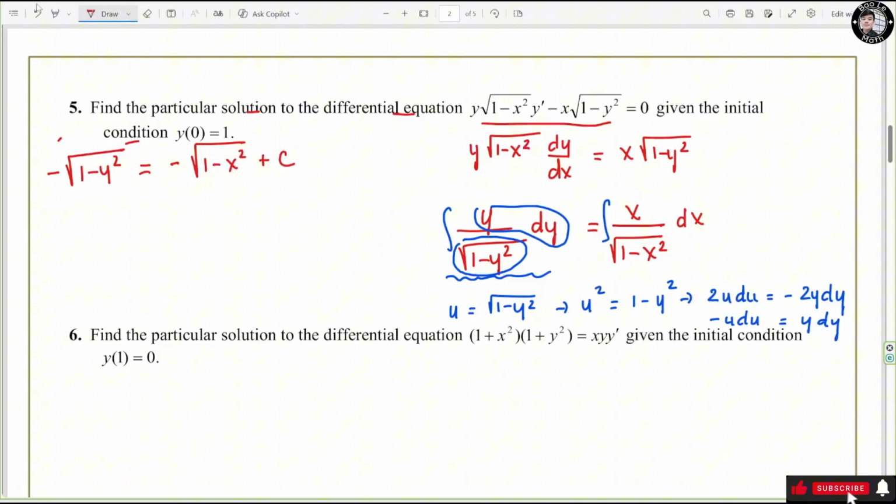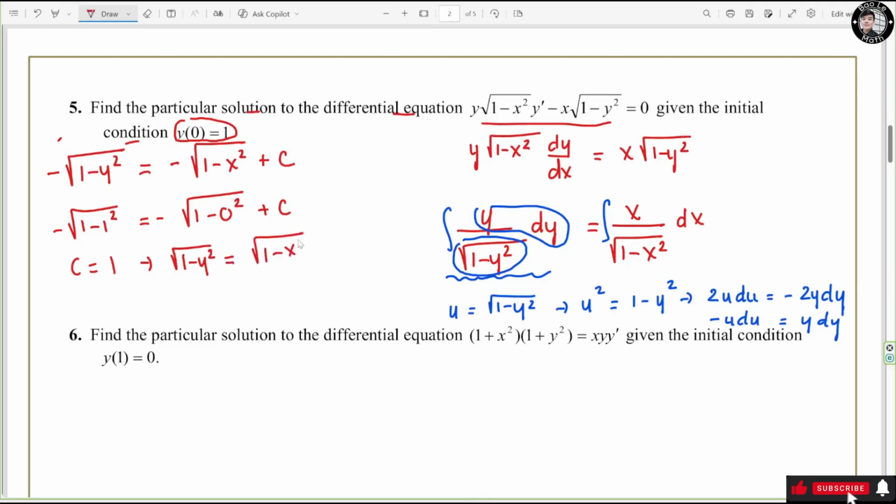plus c. Now I'm going to use the initial condition right here. So I have negative square root of 1 minus 1 squared equals negative square root of 1 minus 0 squared plus c. So c equals 1. Then this becomes square root of 1 minus y squared equals square root of 1 minus s squared minus 1, because I substitute 1 over here and I'm going to multiply both sides by negative 1.